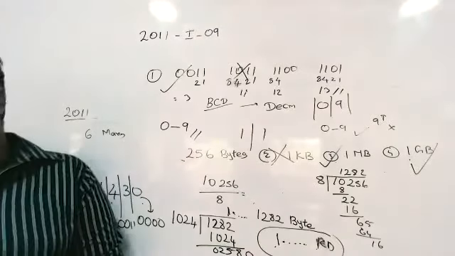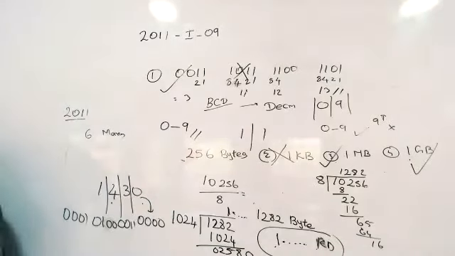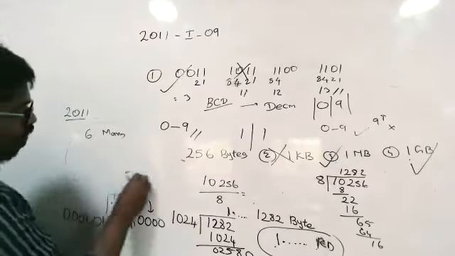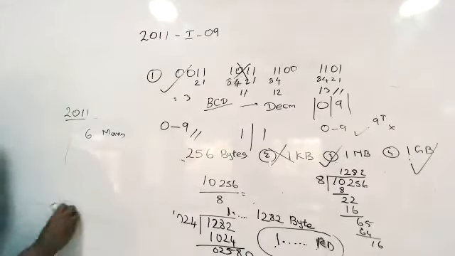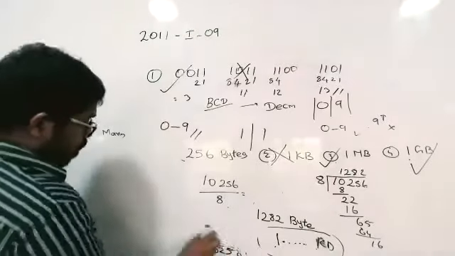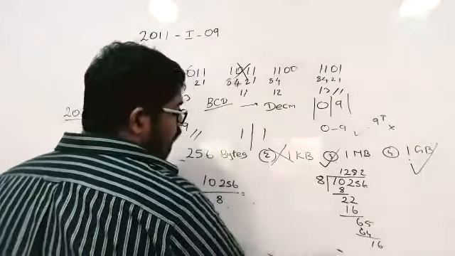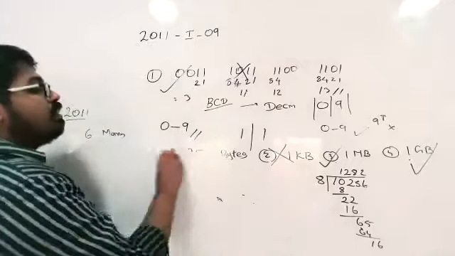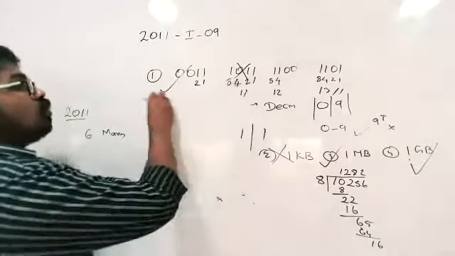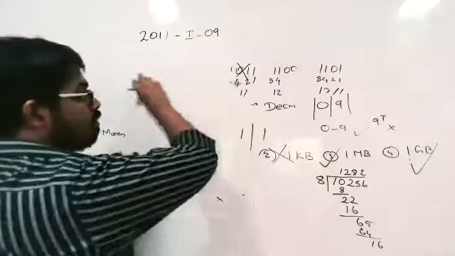Question number 10, it is again ASCII. The ASCII relationship, which I already explained in the 2010 paper, so I am not going to consider the ASCII pattern. Straight away I will do the question. Right?